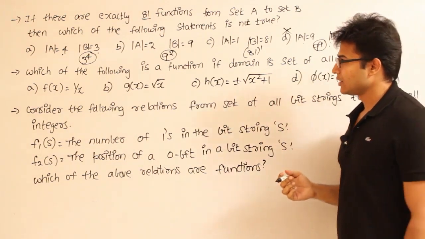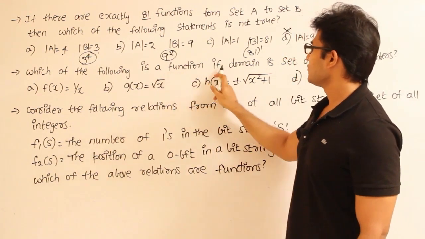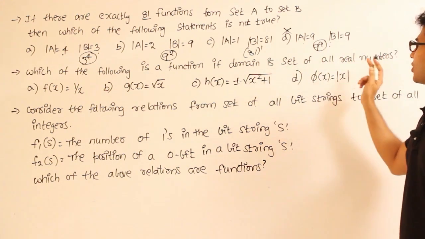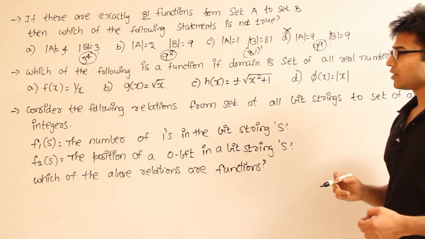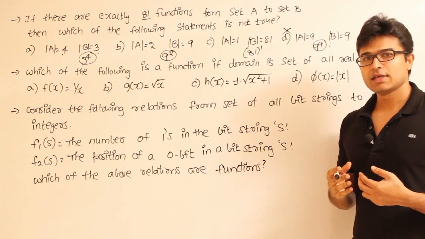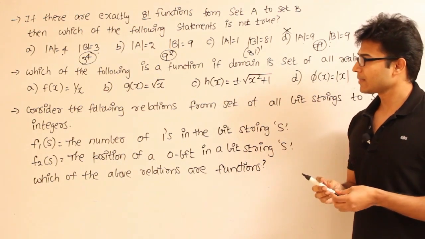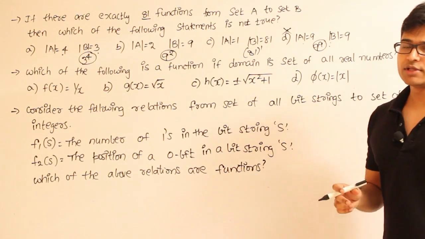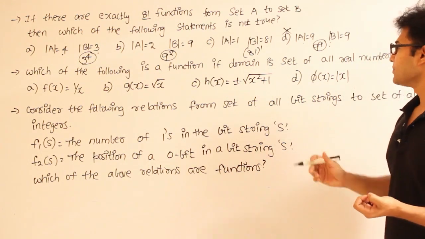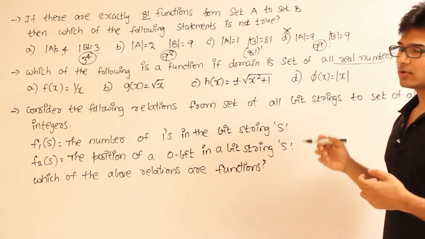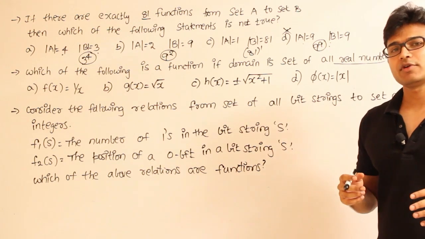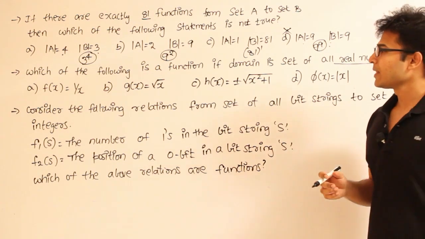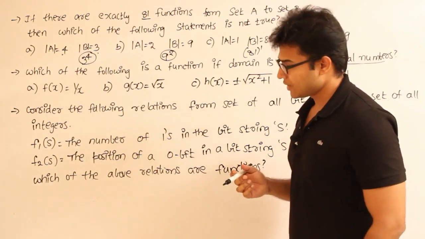Now look at the next one. Which of the following is a function if the domain is set of all real numbers? Which means they are talking about a function which is defined on the set of all real numbers. So range, domain and codomain you can take here as real numbers, because they have mentioned only one set. So it means that these are the functions which are defined on one set. Which of the following is a function? That is what they are asking.